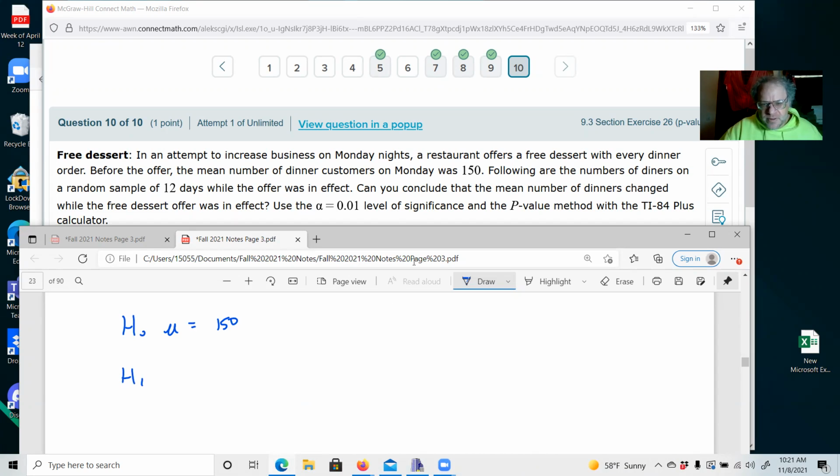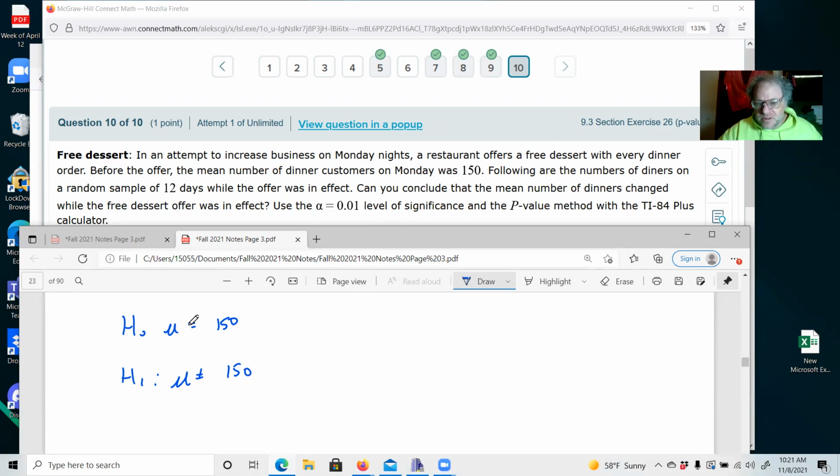And then look here, it says, can you conclude that the mean number of diners changed? So maybe these were some of the people that were in that weight loss study and they said, we're not going out while they're offering dessert. Or maybe they said, well, free dessert, let's go there tonight. I don't know. So we're not making a judgment on are there more customers or fewer customers.